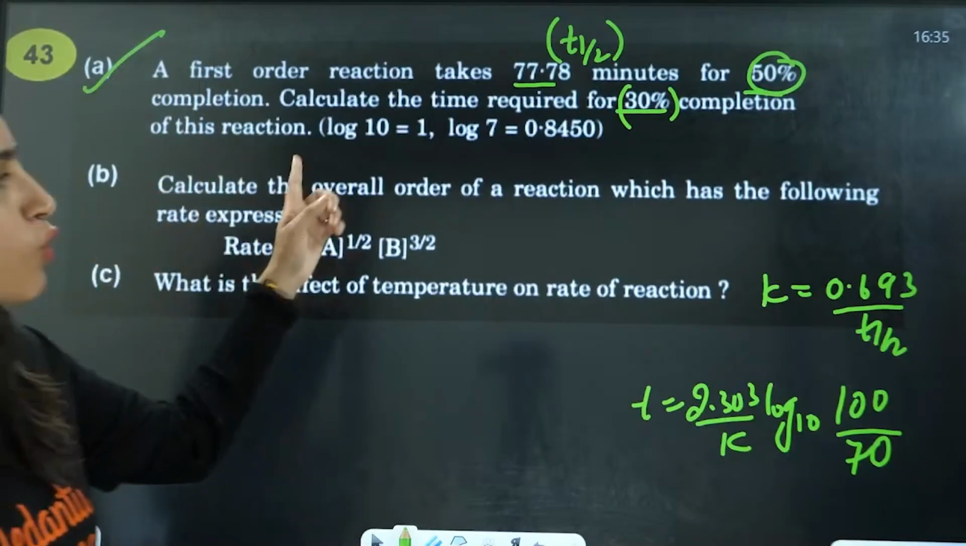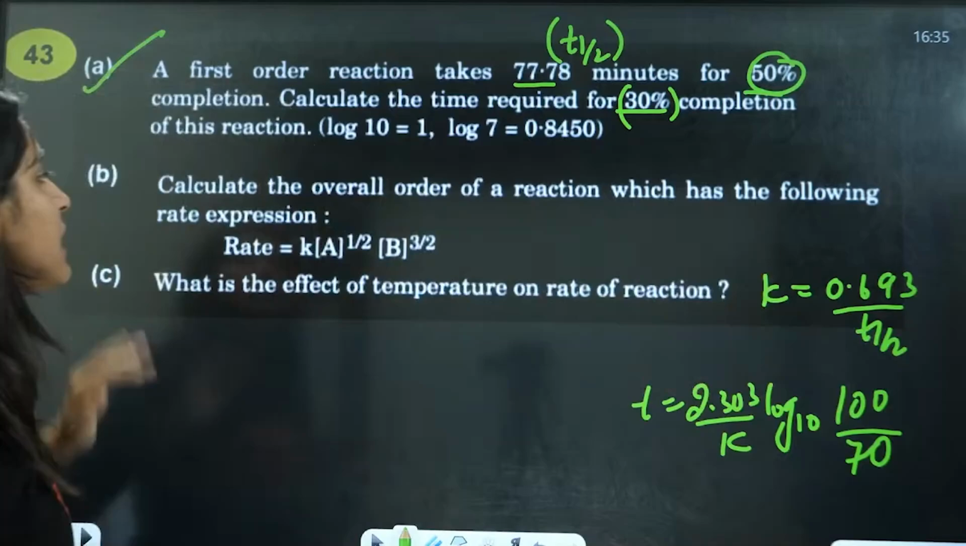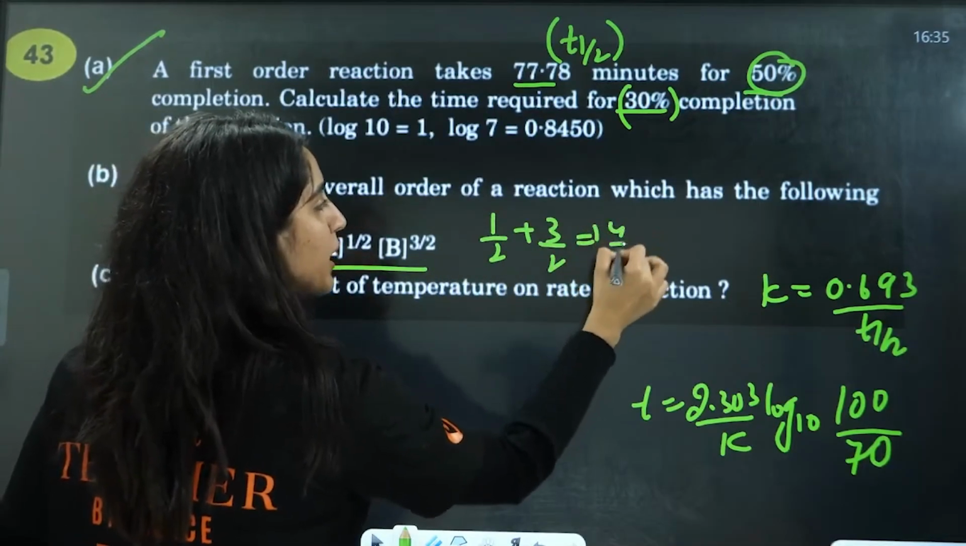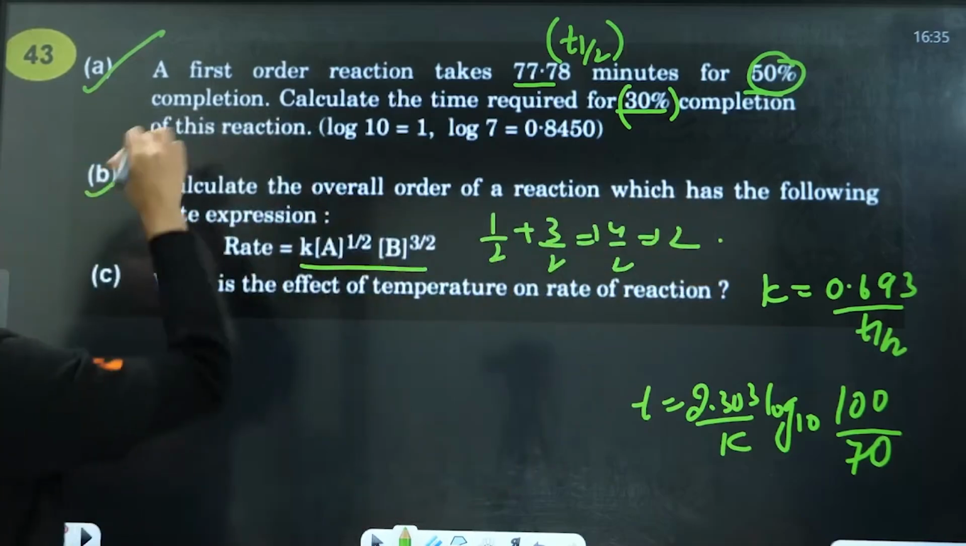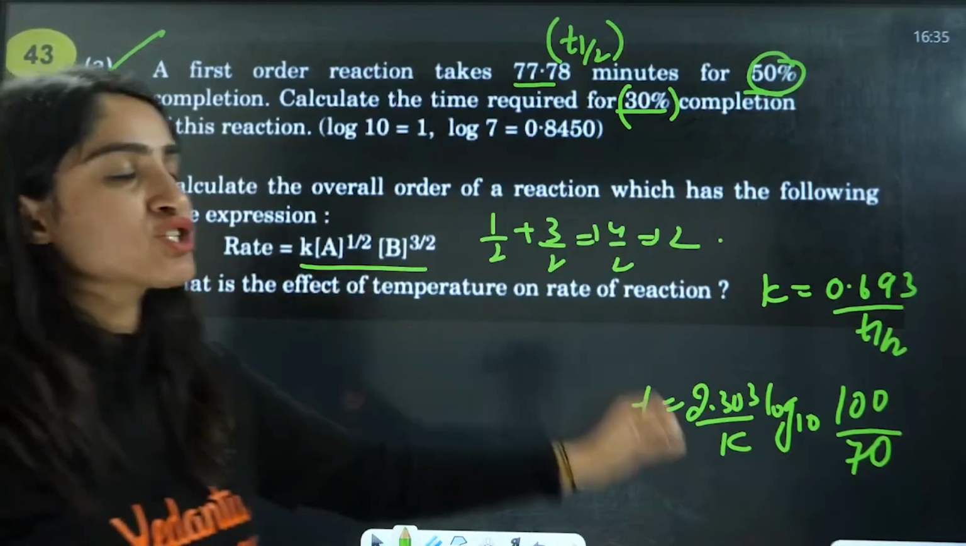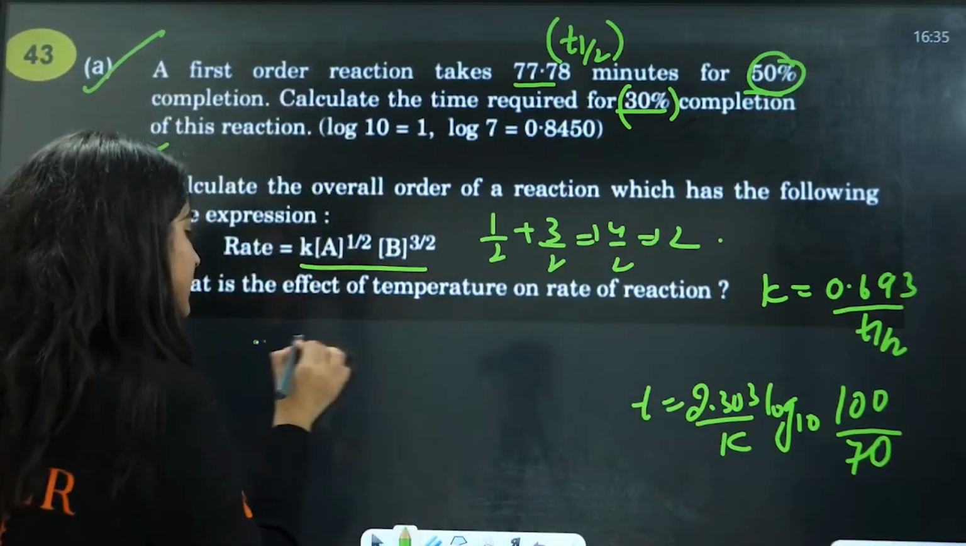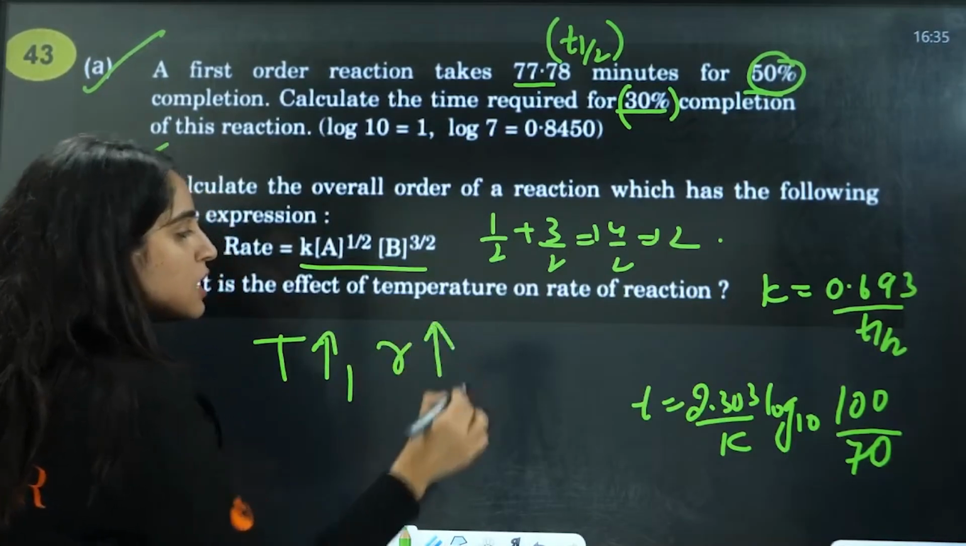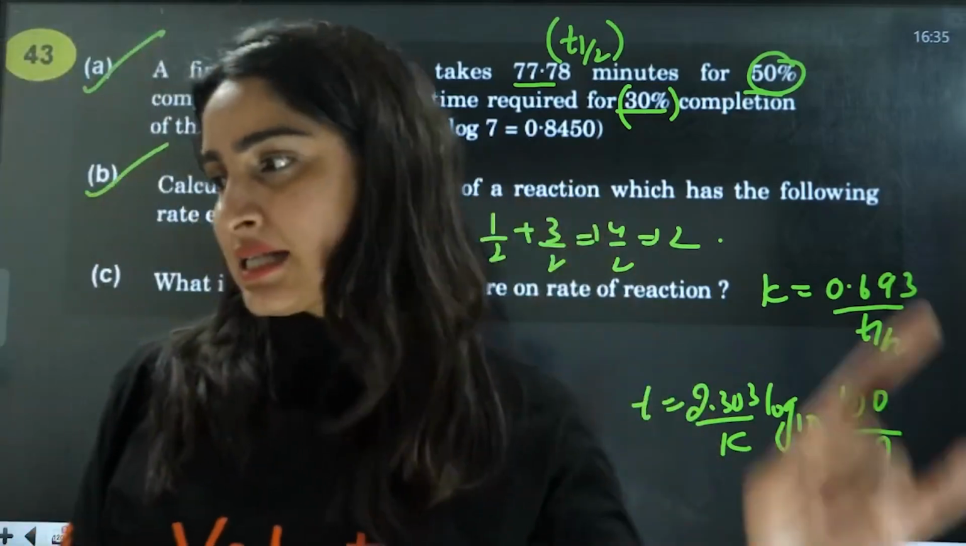Next is, calculate the overall order of the reaction which has the following rate expression. Overall order will be half plus 3 by 2, that is 4 by 2, that is going to be 2 here. What is the effect of temperature on rate of reaction? As the temperature increases, the rate of reaction also increases.